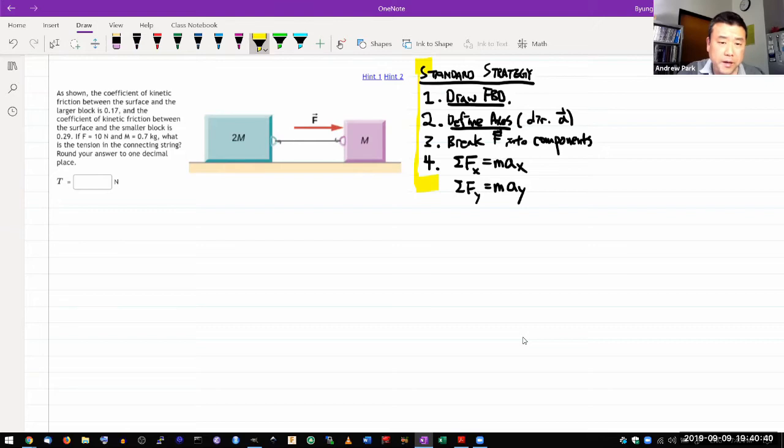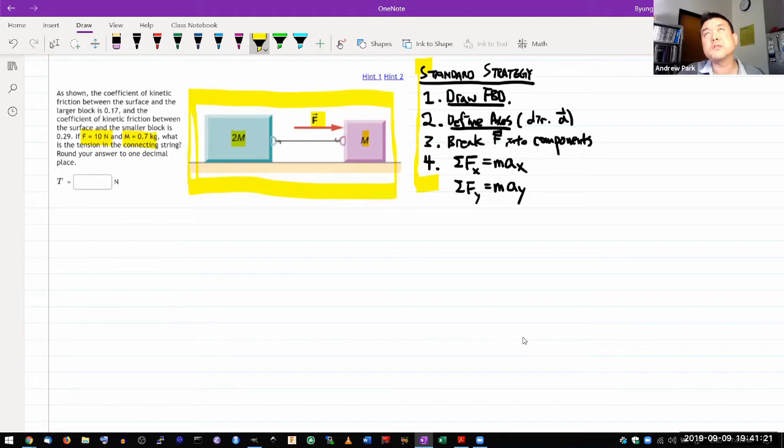And I hope you can kind of see what I mean, that if you're trying to solve this question without using the standard strategy, you're probably gonna be stuck. So it says something about the coefficient of kinetic friction between the surface and the larger block, and the coefficient of kinetic friction between the surface and the smaller block. It gives you the applied force, 10 newtons, and it gives you the value of the capital N, which gives you the mass of both blocks. One is twice that, the other one is just that value.